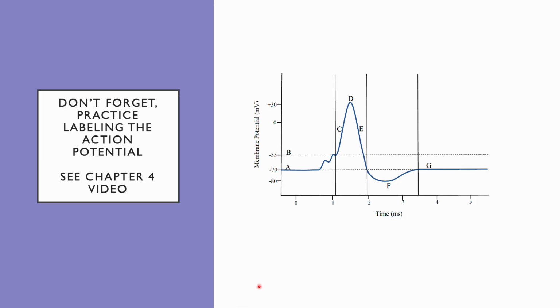Just a reminder, make sure you're practicing labeling an action potential as shown here. This is included in the Chapter 4 video that I posted last week, but you should be able to label the action potential before your first exam, so make sure you understand this thoroughly. I also have a handout available on Canvas that you can print out so you can practice on your own.